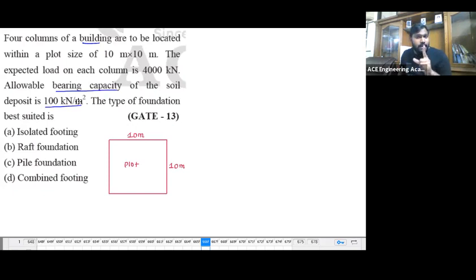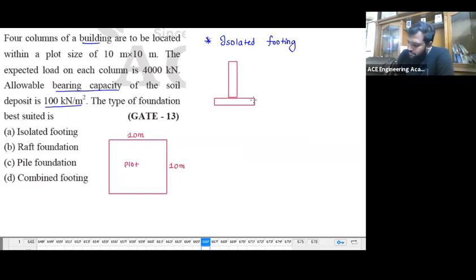If the allowable bearing capacity is 100, then what is the type of foundation best suited? Should I go for isolated, or raft, or pile, or combined? Here I have to go for a trial and error procedure. First of all, if I assume isolated footing, which means for one column, one footing.